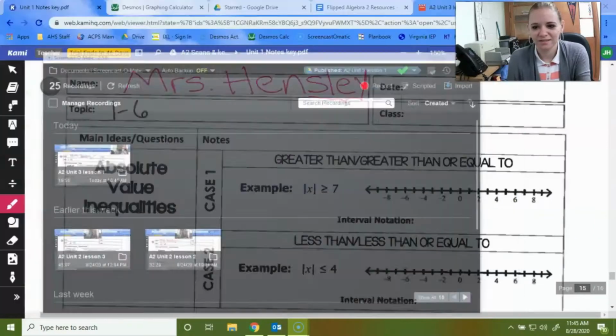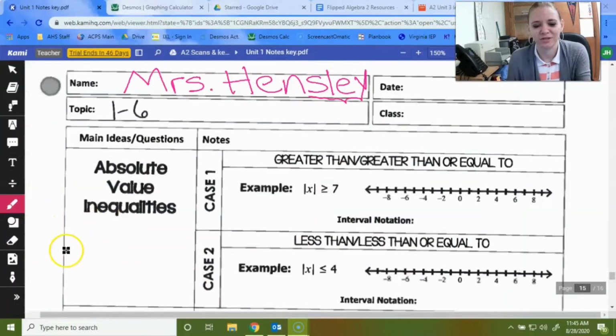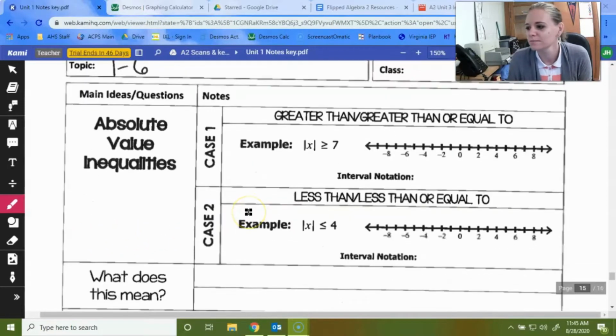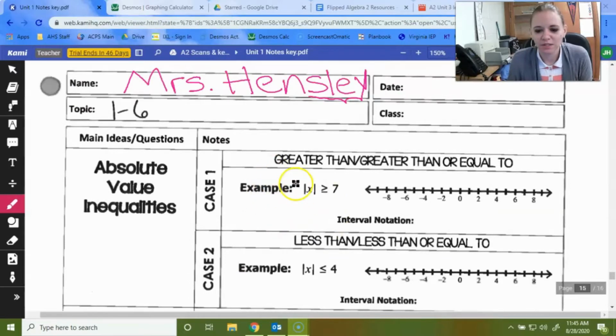Hey guys, so let's do another video on absolute value, but this time we're going to do inequalities. So the inequalities, of course, will be in place of wherever the equal sign was. So let's get started. In this case, what this is should be review.